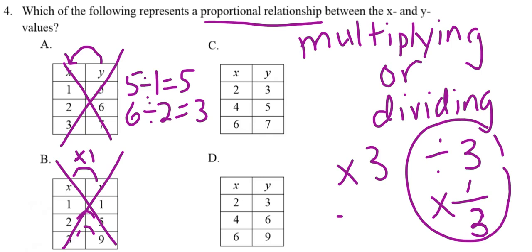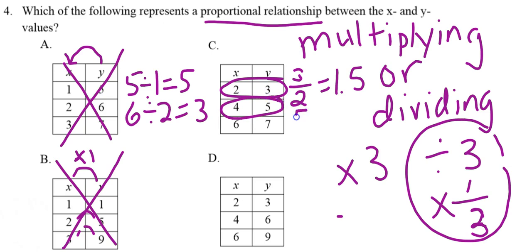Let's look at C for this equation. For this, it's a little harder to see, so I'd probably take my calculator, divide 3 by 2, and I'd get 1.5, right? I'm just dividing y by x. And then 5 divided by 4 is 0.8. So the slope for that would be 0.8 if it was indeed proportional. So they're not the same. It has to be constant.